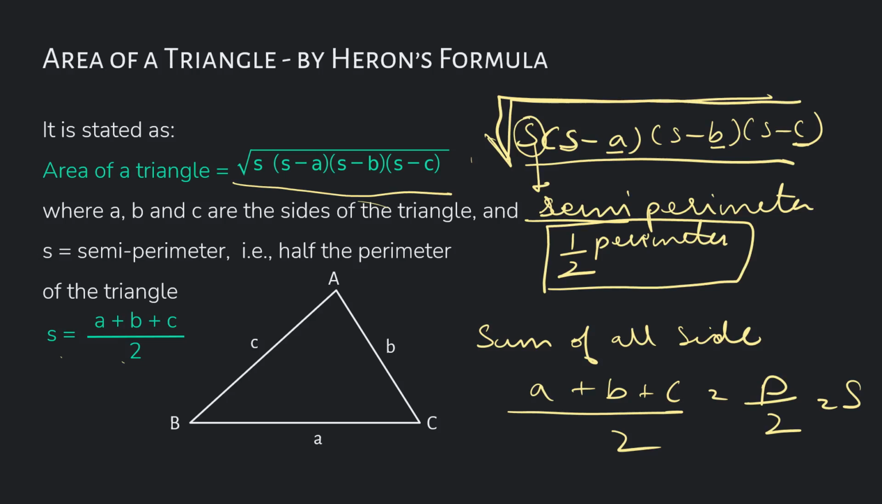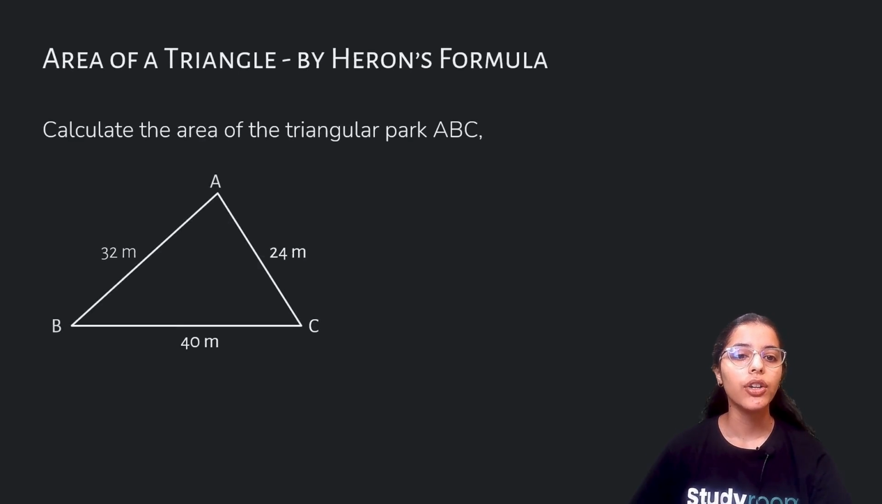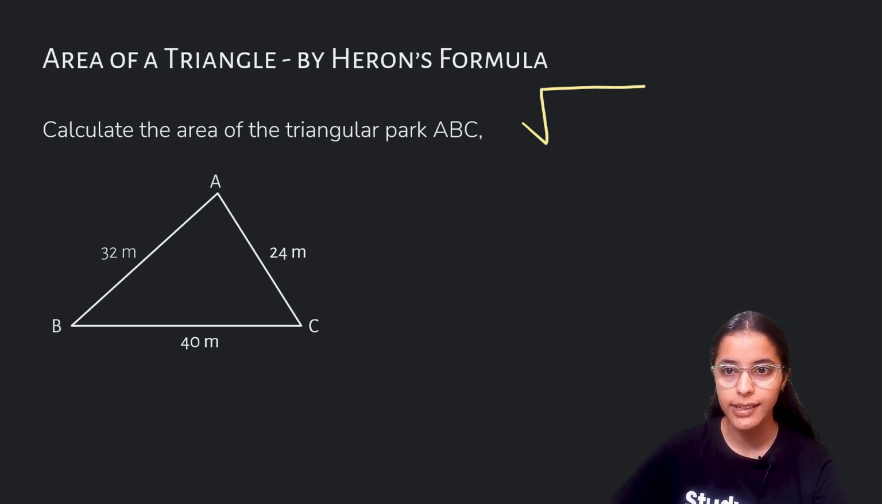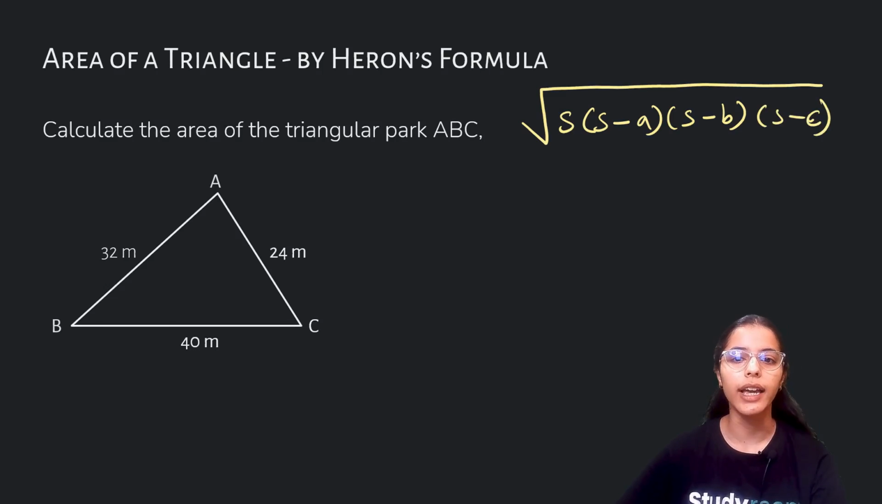The proof is not in your syllabus or course, as it requires higher mathematical understanding. So we'll just deal with the formula itself in this chapter. Now let us see the application, the use of this formula in calculating the area. First of all, let me write down the formula. It is under root s, then we subtract each side from s and multiply: s minus a, then subtract another side, and then subtract another side. And thus we get our formula.